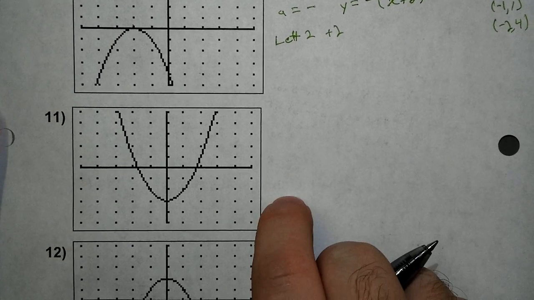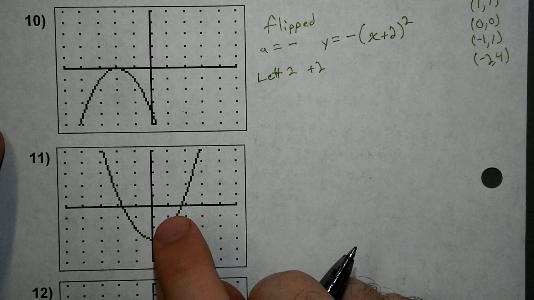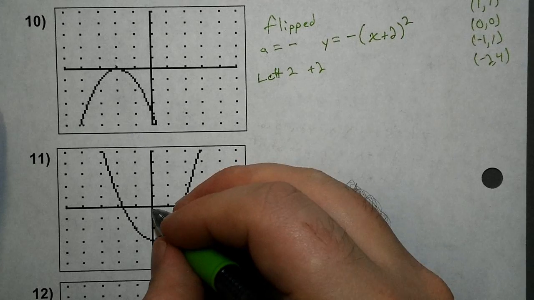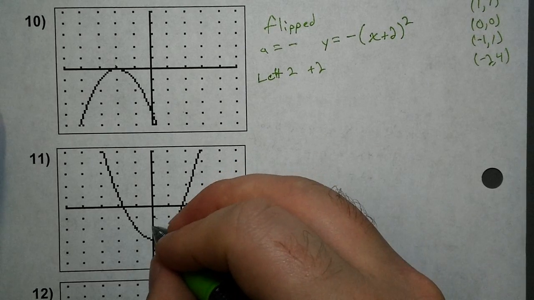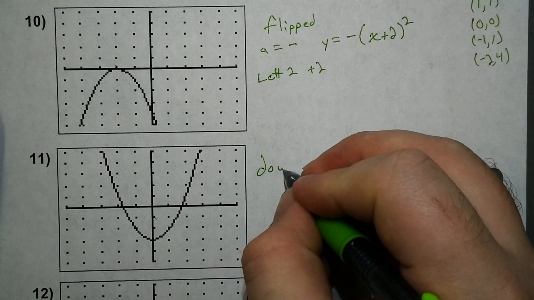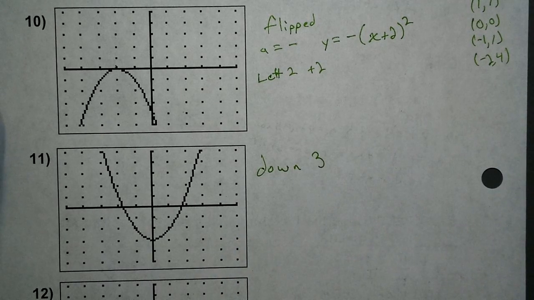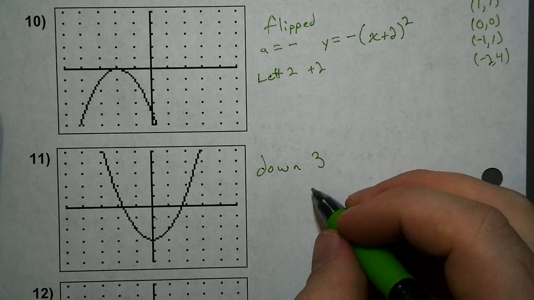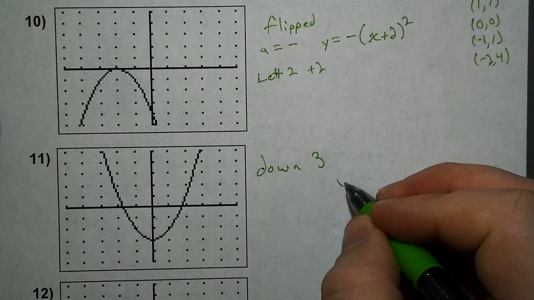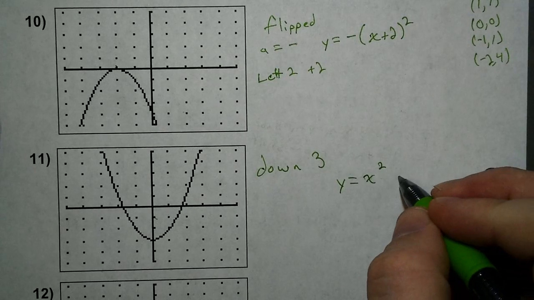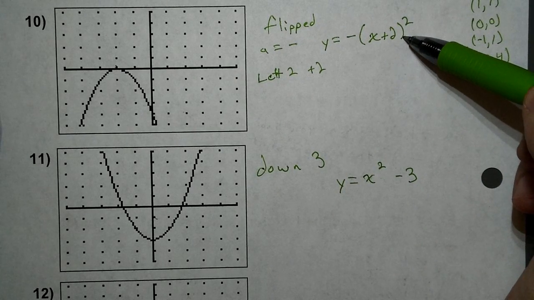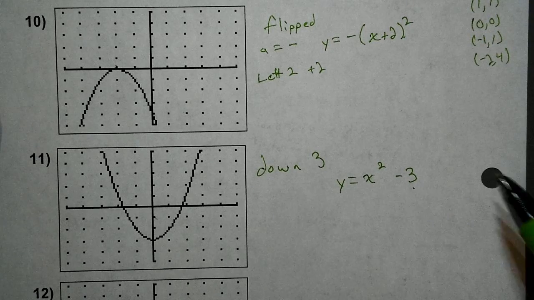All right, let's look at number 11. Now, it didn't flip, so our a is positive, and this one just moved down 1, 2, 3. 1, 2, 3. Yep. So this just went down 3 spaces. So if it goes down 3, is it inside or outside my parentheses? Good. The y values move up and down, so this is actually going to be outside my parentheses. So it's just going to be y equals x squared and then minus 3. When you adjust the x, when it goes left to right, it's inside parentheses. When you adjust the y, it's outside parentheses.